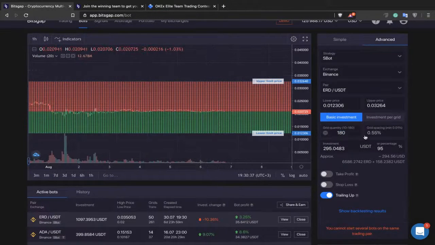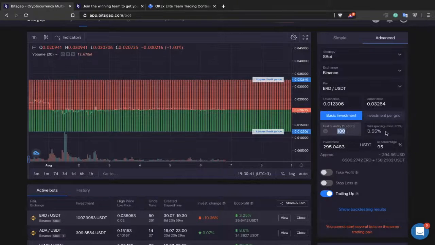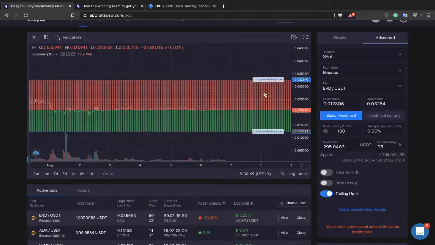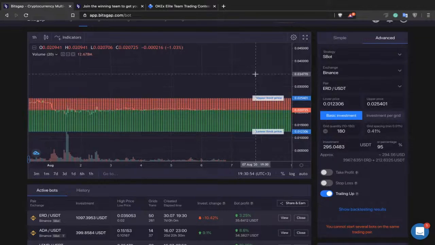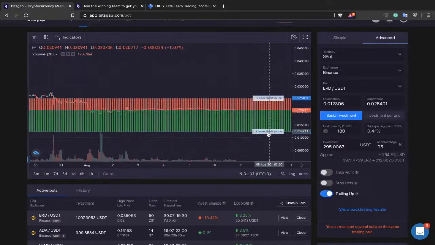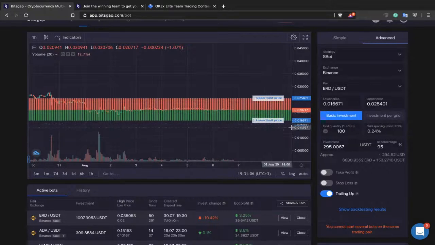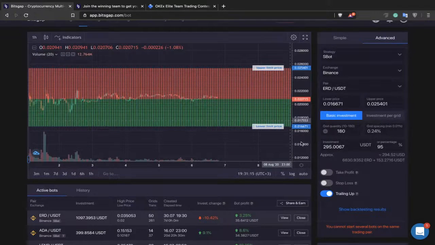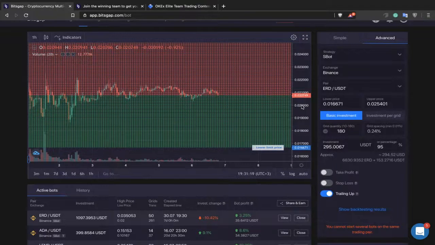As for the grid levels, you see I have now 180 grid levels, so that's why my grid spacing is reduced down to 0.55. If I make my trading range even more narrow, let me just drag the line. You see the grid spacing has reduced down to 0.41, and if I make my buy zone even narrower, you see now it has been reduced down to 0.24. So the narrower your grid spacing is, the more opportunities you provide for the algorithm to seize almost every market swing.